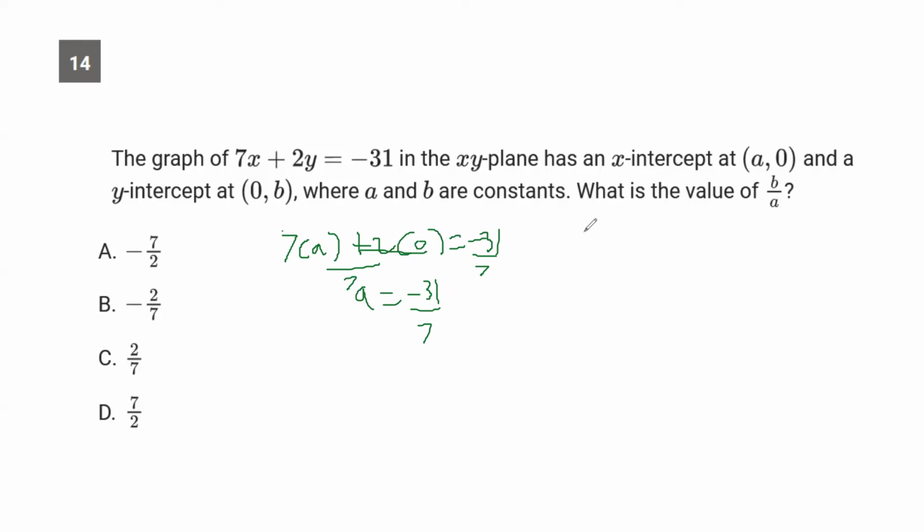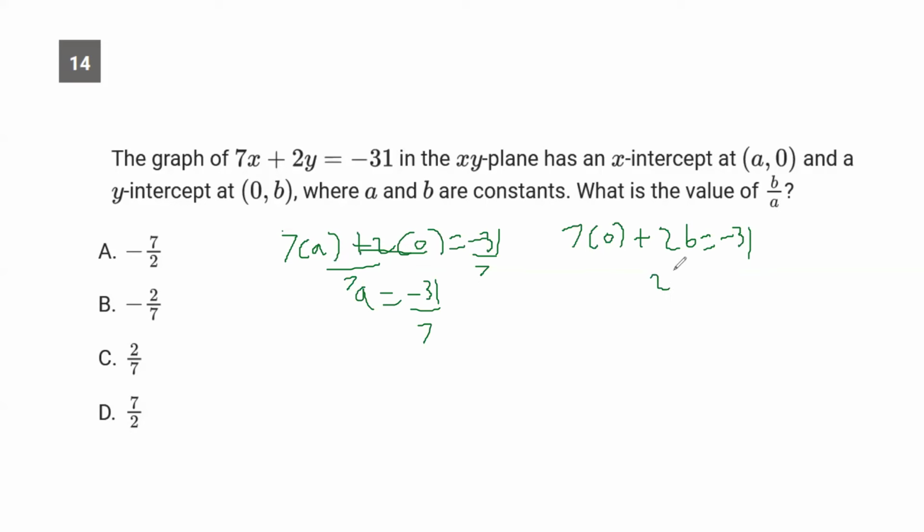Now we'll do b over here. So that's when the x value is 0. So that's going to be 7 times 0 plus 2 times b equals negative 31 again.